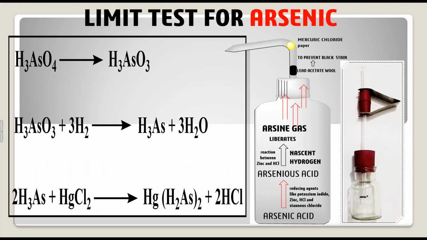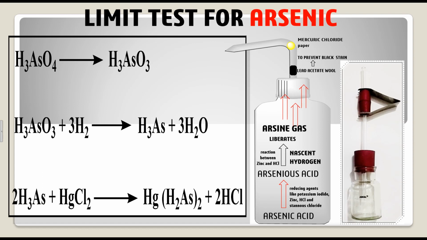You see the reaction. So very simple. Arsenic acid is converted to arsenious acid by using reducing agents like zinc, hydrochloric acid, stannous chloride, and potassium iodide. The next step, this arsenious acid reacts with nascent hydrogen. It produces arsine gas. How is nascent hydrogen created? This is created because of the reaction between the zinc and hydrochloric acid. Finally, this arsine gas reacts with mercuric chloride. You will get the yellow color.